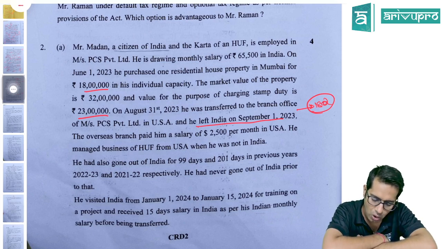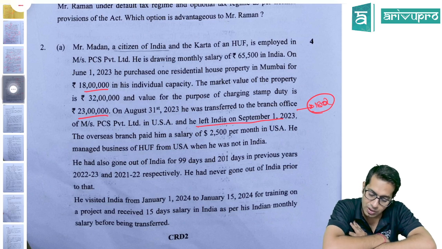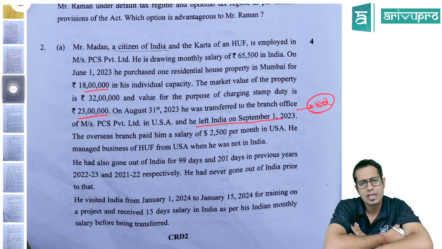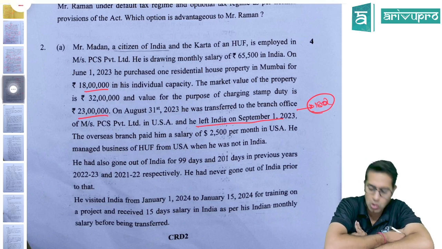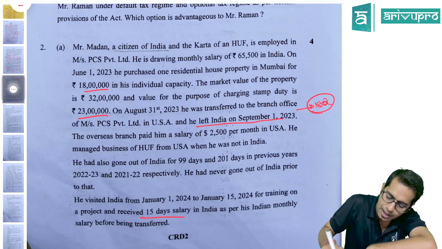He had also gone out of India for 99 days and 201 days in the previous year 22-23 and 21-22. He had never gone out of India before this period. So this information is just to know whether he is a resident and ordinary resident or resident but not ordinary resident. He visited India from 1st January 24 to 15 January for training project and he received a salary.